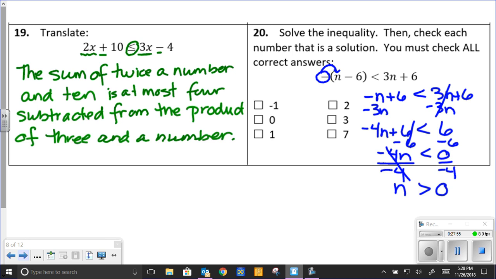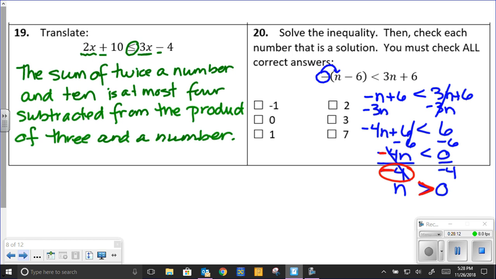The key thing, ladies and gentlemen, is from here to here. This became a negative divided by a negative because we're dividing by a -4. That makes this sign change. You've got to think about that. All right, so again, I want all the numbers that are bigger than 0.